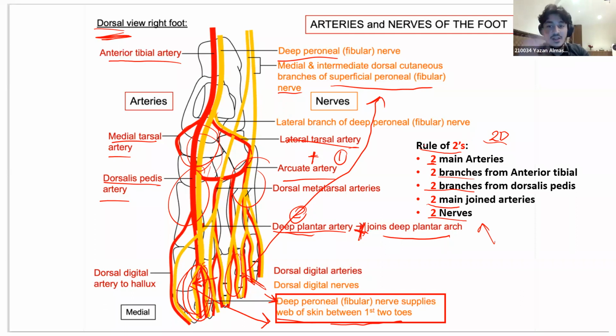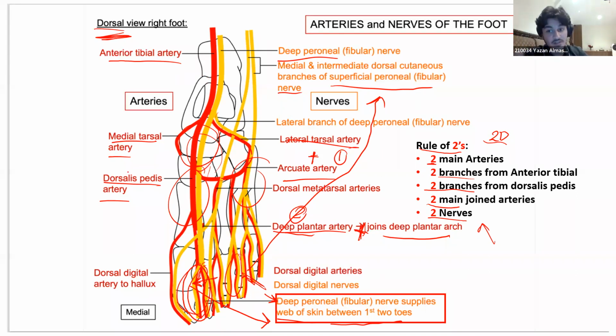So what is the rule of two? That we're going to have multiple things that are two. First, the main two arteries: we're going to have two main arteries in the dorsal view of the foot. What are they? We're going to have the anterior tibial artery as well as the dorsalis pedis. These are the first two.